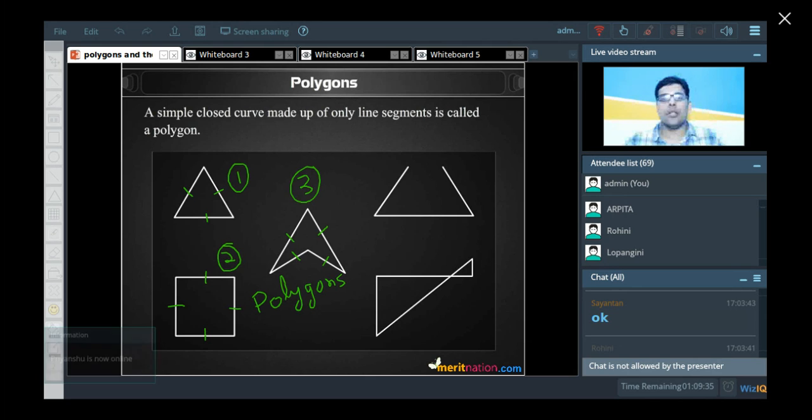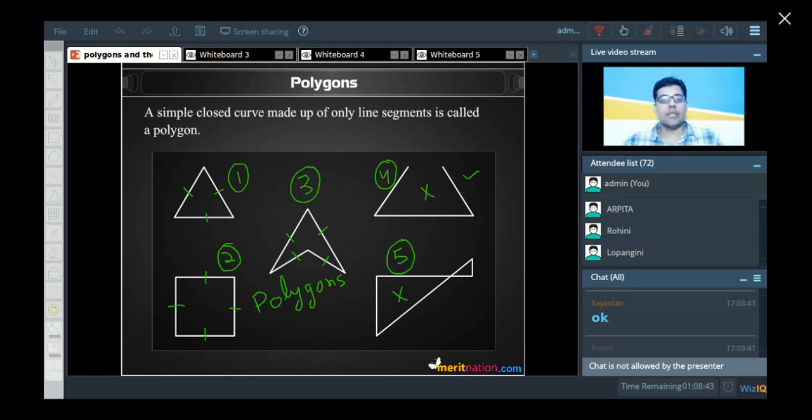Next, let us look at the other two curves, let's say this is 4 and this is 5. Curve 4 is simple because it is not crossing at any point, but it is not closed. Curve 5 is closed, but it is not a simple curve. So one is simple but not closed, and the other is closed but not simple. We can say 4 and 5 are not polygons. This is not a polygon, this is not a polygon.